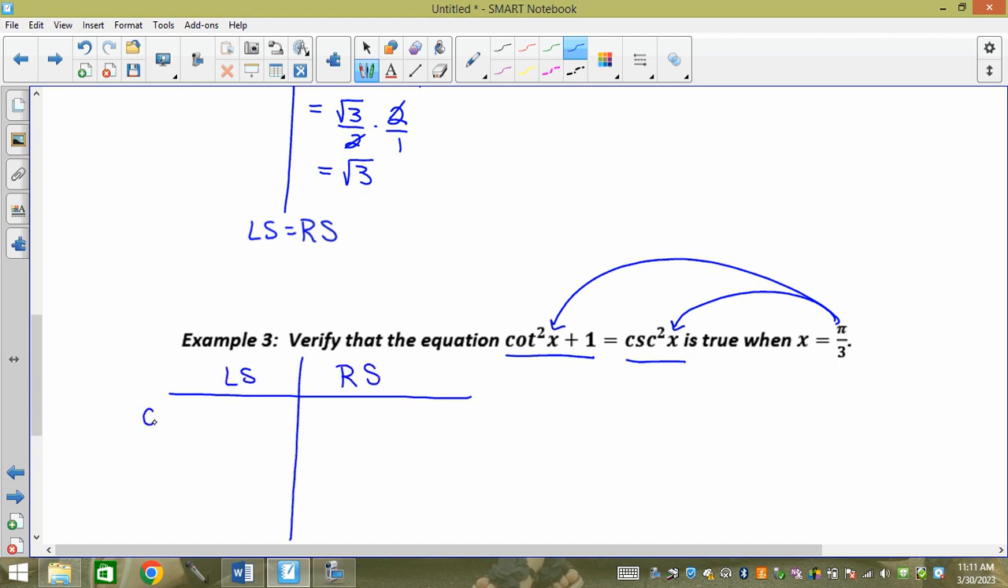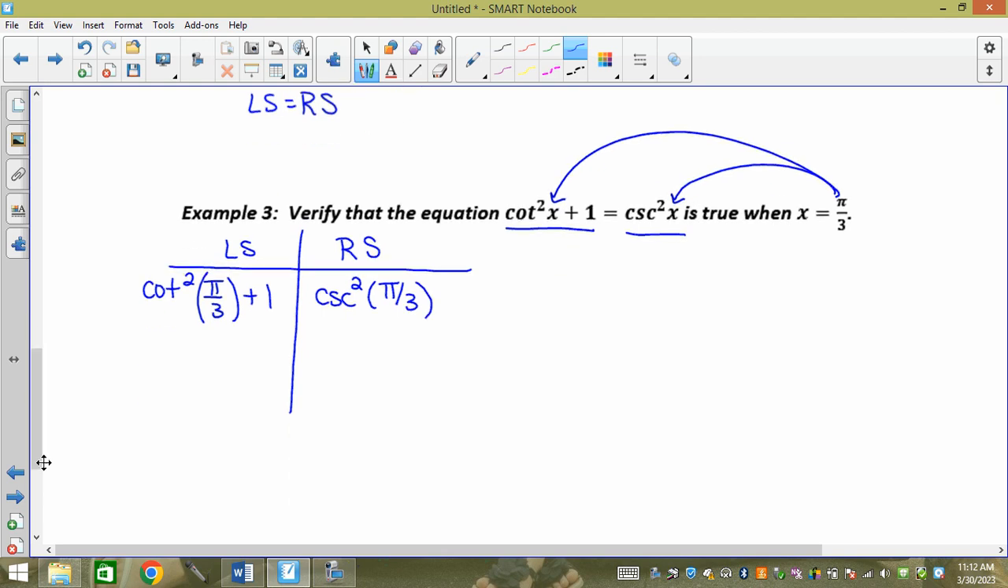So I'm going to go cotan squared pi over 3 plus 1. And then on the right side I have cosecant squared pi over 3. Do you see how I literally did nothing but put in pi over 3's? I didn't change anything. I didn't go to my formula sheet and see that I can swap it out with the cosecant. That is proving. That is not. First step, fill in the pi over 3. Second step, go off to the side and find out what cotan of pi over 3 is and cosecant of pi over 3. Because we're going to be squaring those numbers.